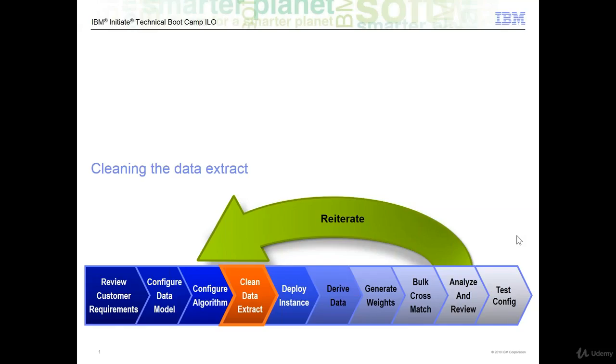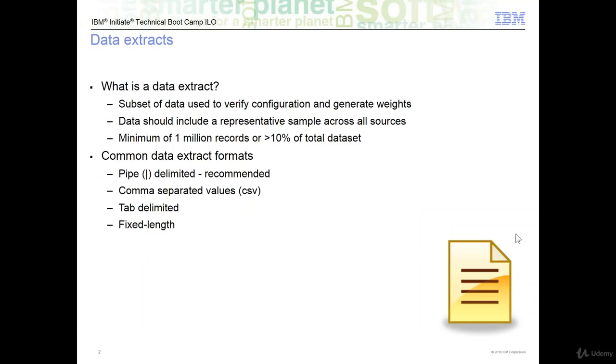Hi guys, starting with the session on cleaning the data extract, where a data extract is a subset of data that is used to verify configuration and generate weights. It should include a representative sample across all sources and a minimum of 1 million records. The common data extract format would be pipe delimited, CSV, tab delimited, or fixed length.